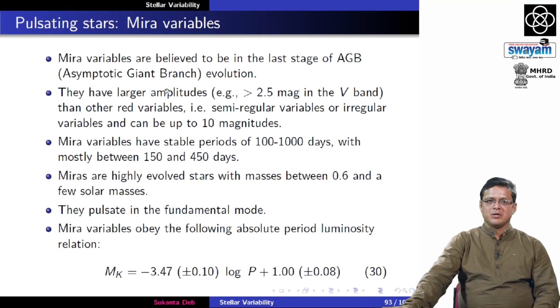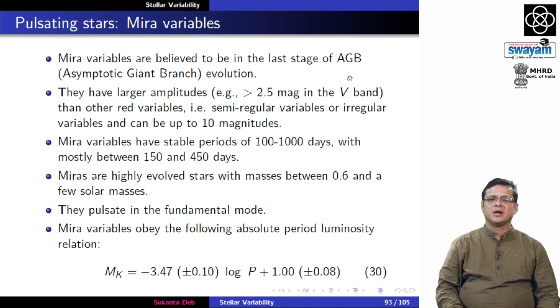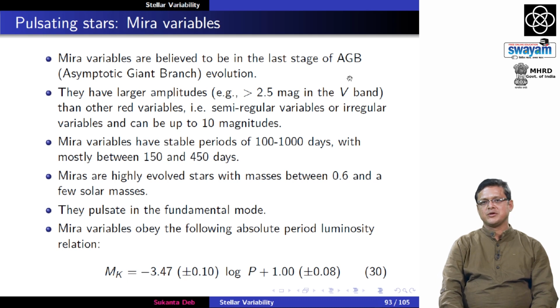Now, we will talk about Mira variables. Mira variables are believed to be in the last stage of AGB, asymptotic giant branch, evolution. They have larger amplitudes, greater than 2.5 mag in the V band, than other red variables, that is semi-regular variables or irregular variables, and can be up to 10 magnitudes. Miras have stable periods of 100 to 1000 days, mostly between 150 and 450 days. Miras are highly evolved stars with masses between 0.6 and a few solar masses. They pulsate in the fundamental mode.